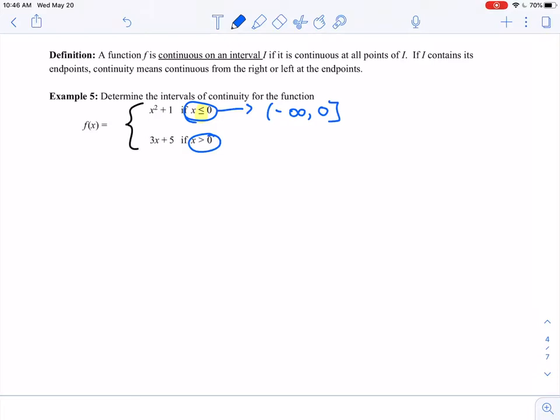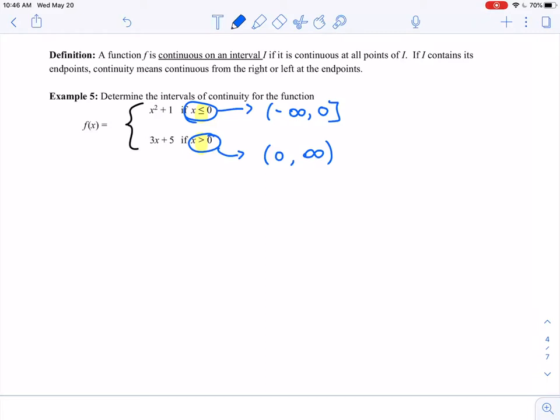And then x is greater than 0. Here we're talking about all of the positive numbers, but this time because it's strictly greater than 0, we are not including 0 in this interval. So we're just going to say 0 to positive infinity here. So essentially what I have here are two intervals. I'm going to break this up and look at how this function is defined on each one of these intervals.